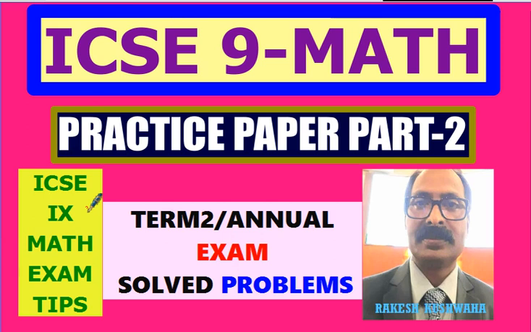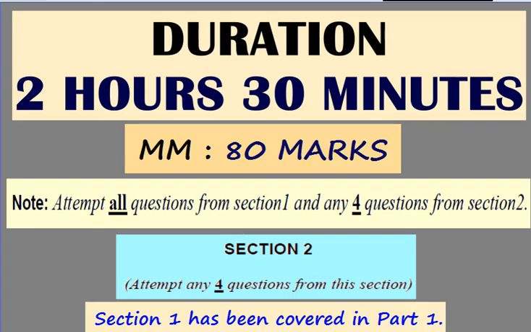So let us continue this practice paper. This is part 2. In part 1 we have finished section A or section 1 of the ICSE 9th Mathematics Term 2 examination or annual examination. The duration is 2 hours 30 minutes, and you should spare 15 minutes for rechecking at last. So section 1 is done. In section 2 you have to attempt any 4 questions and choices will be given to you.